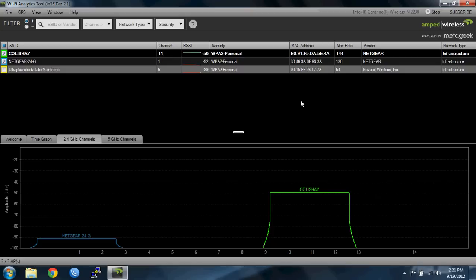And keep in mind that the reading we're taking right here is only the reading from my laptop. This is not the reading from the access point. So to get a clear picture, you'd want to take this reading where you'd like to connect your laptop from, and then also the reading right next to your access point as well.